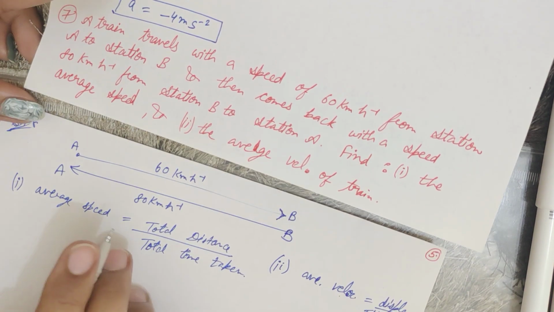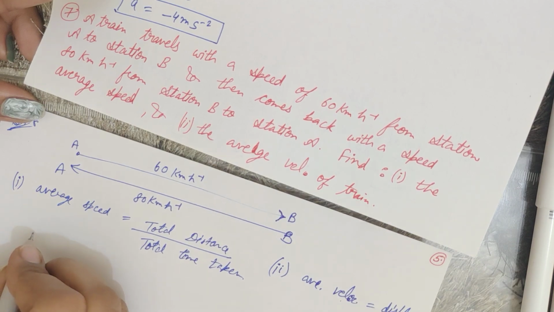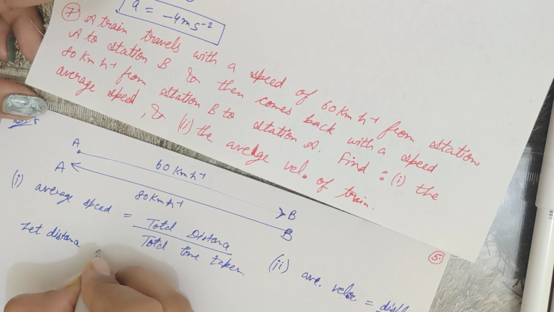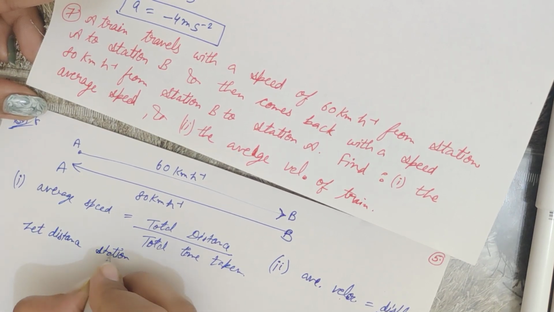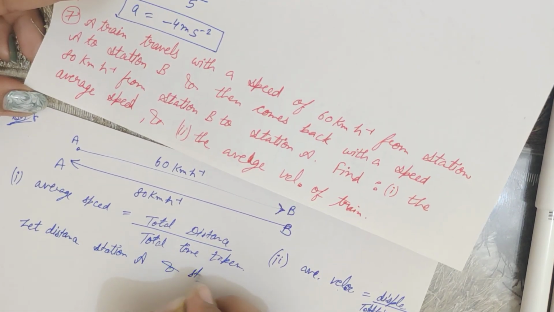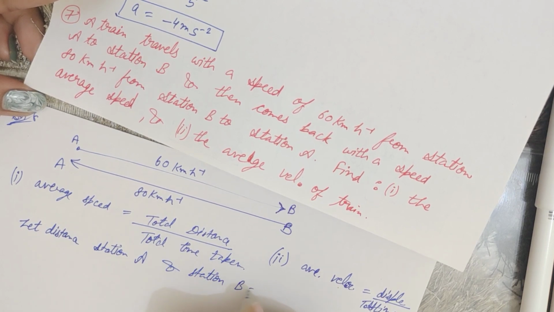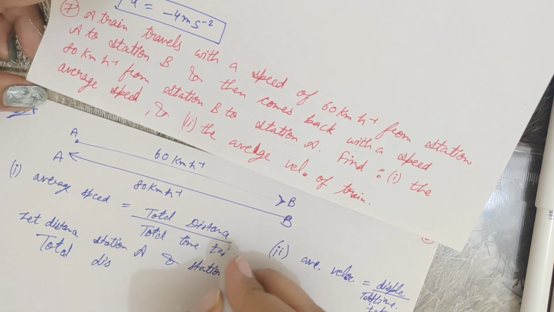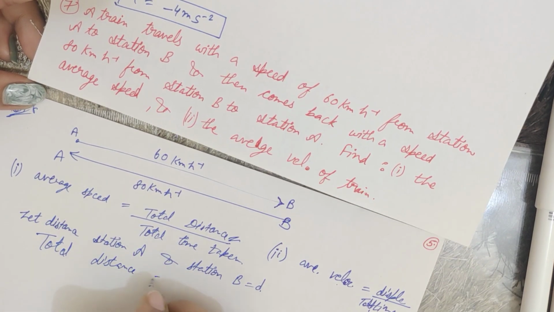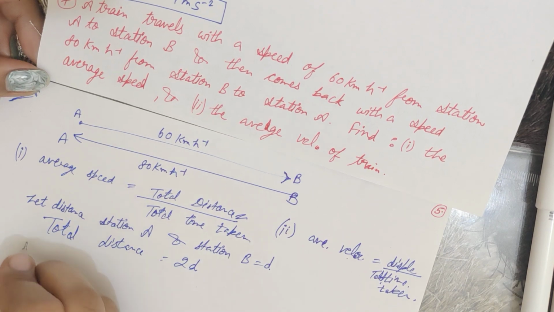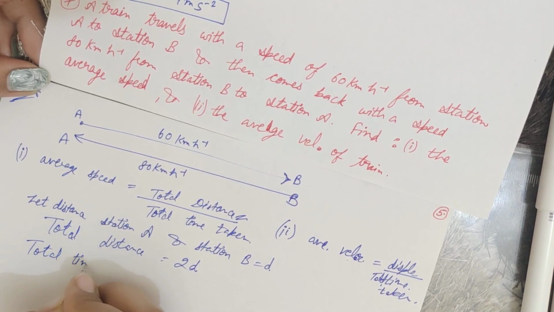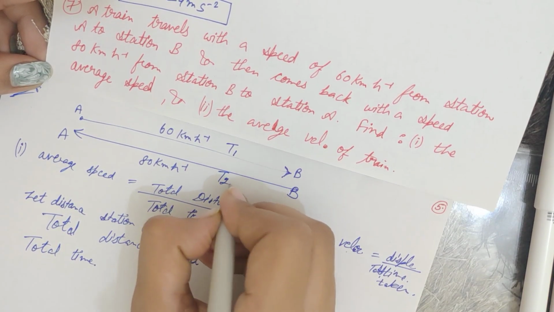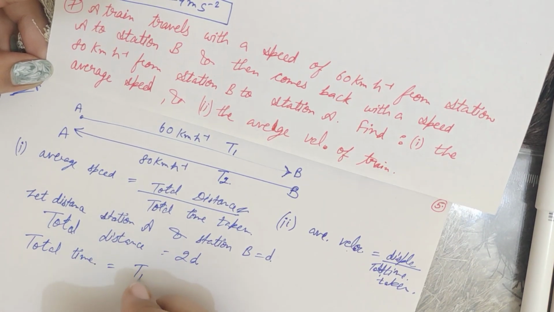Okay, let's firstly work on the first point, that is the average speed. Let the distance between station A and station B be D. So the total distance covered, which we need in the formula, is 2D. And now we need to find the total time also. Let's say this part takes time t1 and this part takes time t2. So the total time is t1 plus t2.